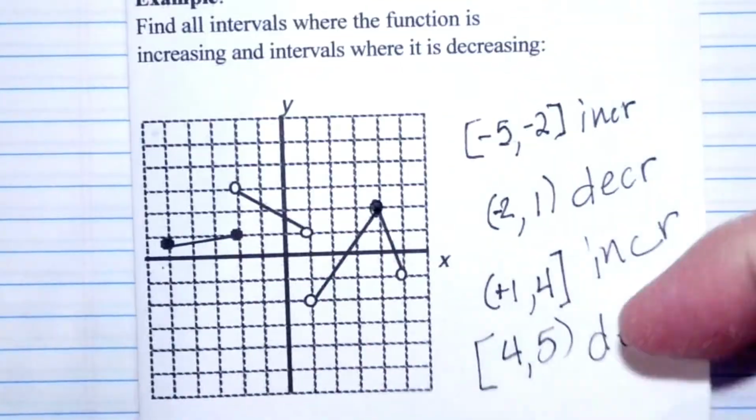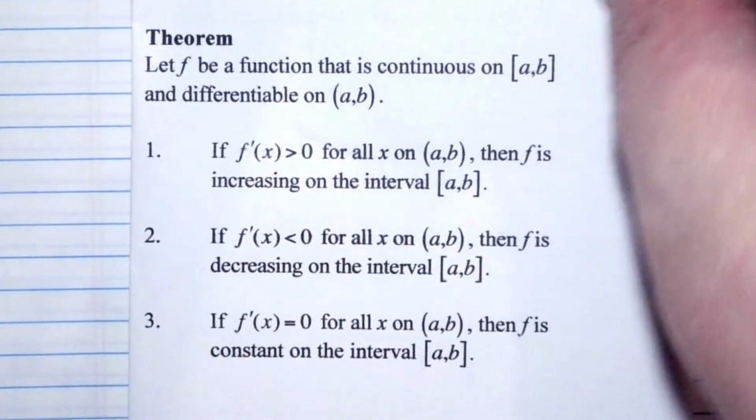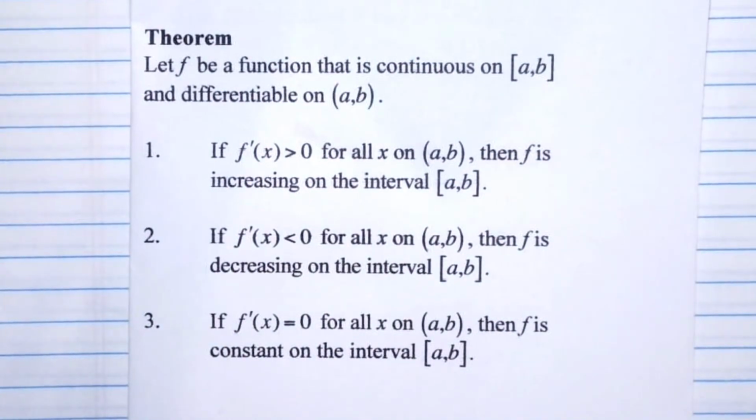Alright, so here's a theorem which I think will make a lot of sense. Let f be a function that is continuous on the closed interval from a to b and differentiable on the open interval from a to b. So it does not have to be differentiable on the endpoints. This may remind you of the conditions for Rolle's theorem and the mean value theorem.